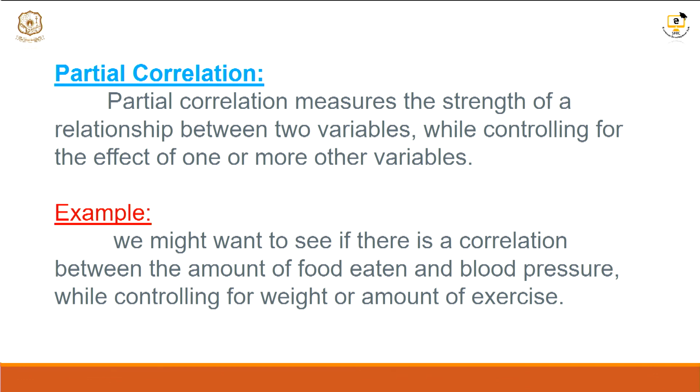The next definition is partial correlation. Partial correlation measures the strength of the relationship between two variables while controlling for the effect of one or more other variables. For example, we may want to see if there is a correlation between the amount of food eaten and the blood pressure while controlling for the weight or amount of exercise.